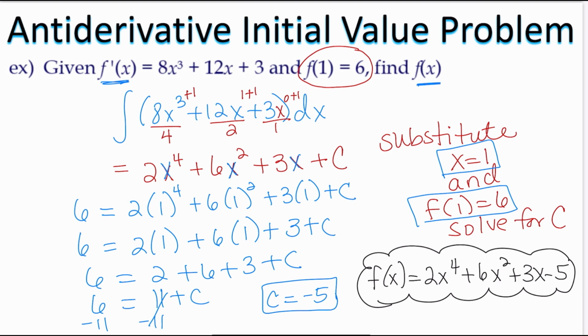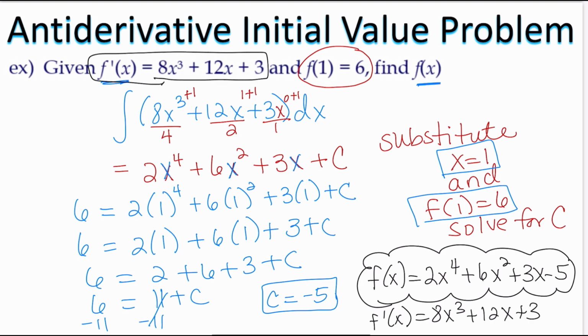One of the good things about finding the antiderivative is that you can take the derivative and you should end back at the derivative. So in this case, notice if I take the derivative of this function, I get 8x cubed plus 12x plus 3, which is exactly what they told me the derivative is.